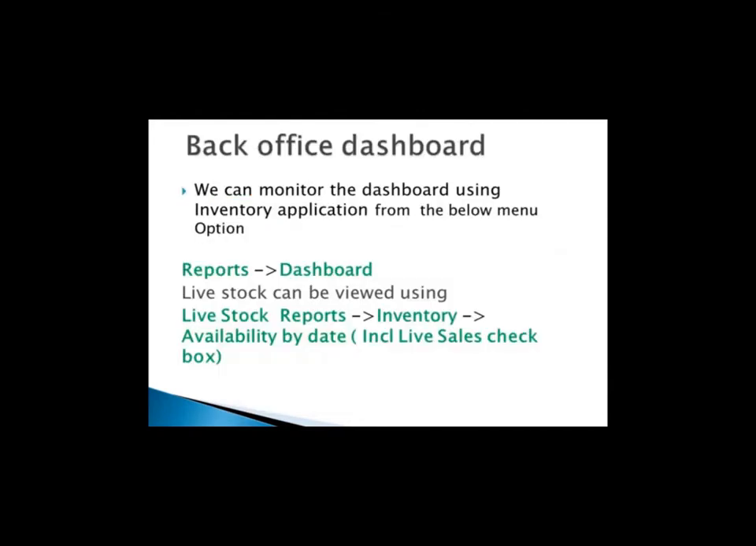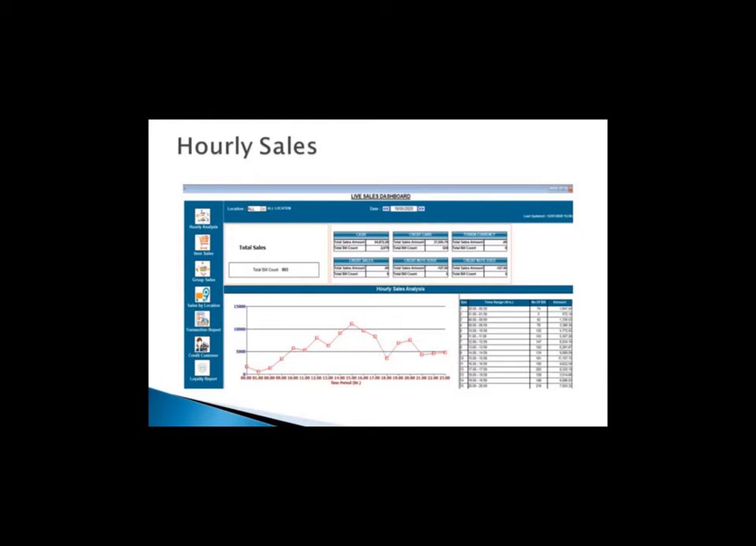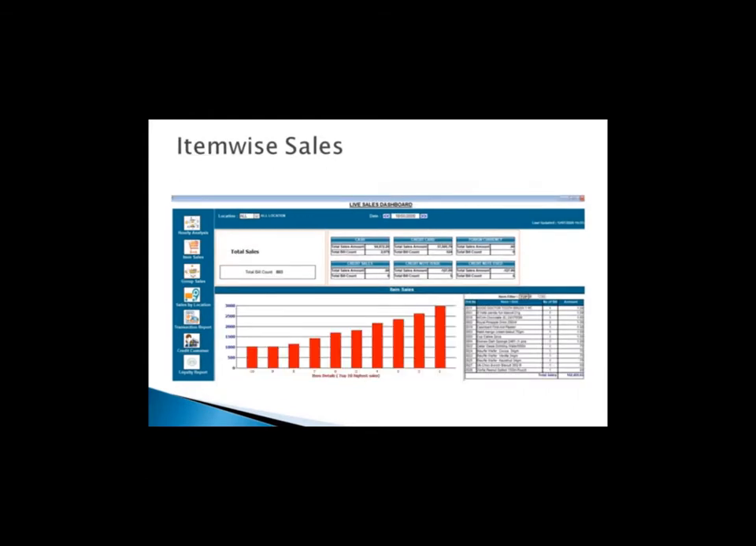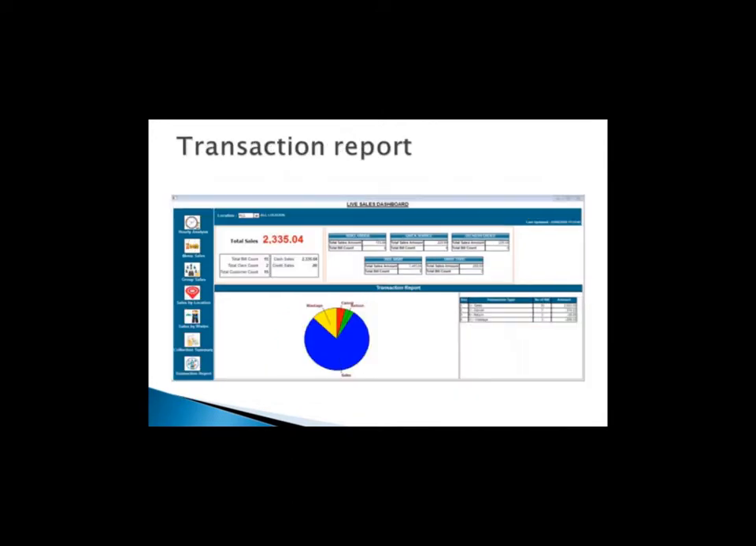Now the second option, which is back office dashboard. We can monitor the dashboard using our inventory application from the below option, reports, dashboard. And the livestock report also can be used by viewing reports, inventory, availability report by date. Some of the sample screens are hourly sales, item-wise sales, group-wise sales, and transaction report.